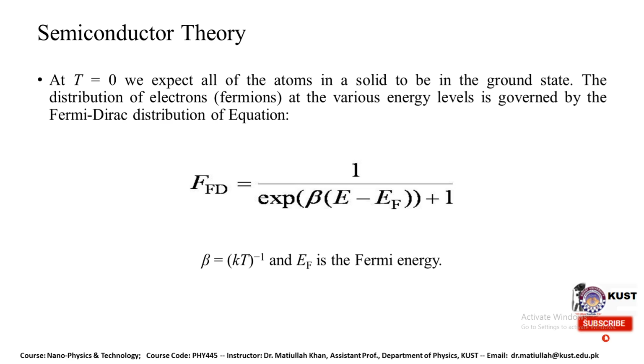If we look toward the insulator, then the insulator has a very high band gap, even more than 4 electron volt. So if you want to move an electron from the valence band toward the conduction band, you need huge energy for that. So therefore at 0K the valence band is completely filled and the conduction band is completely empty.